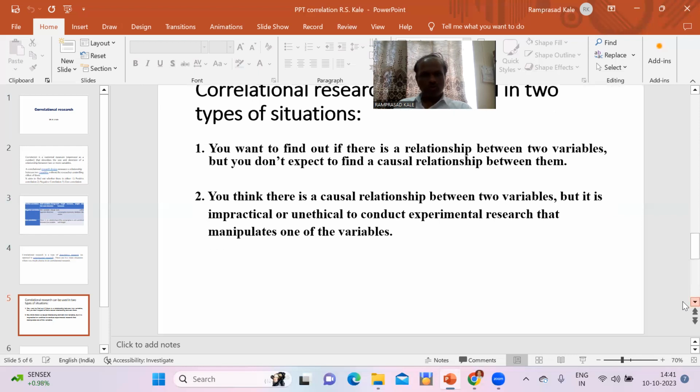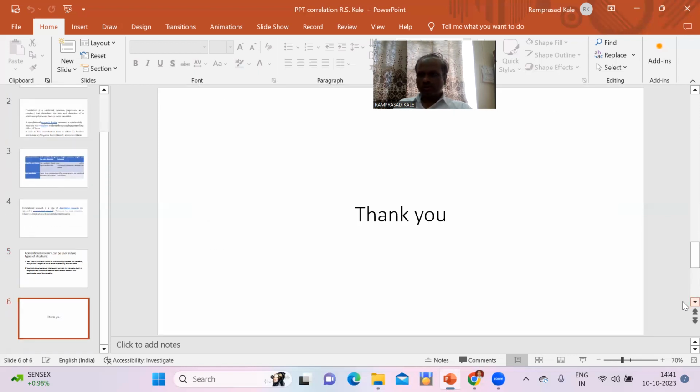So in this session, we have discussed the concept of correlational research. In another session, we will discuss another concept of psychology.